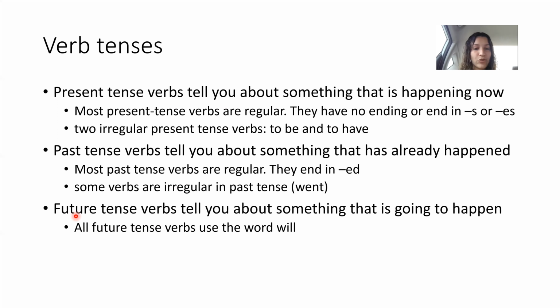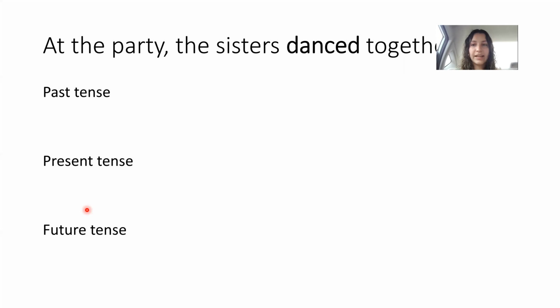We then have future tense verbs, which tell you about something that is going to happen, and all future tense verbs will use the word will to precede the verb. So let's get into some examples.